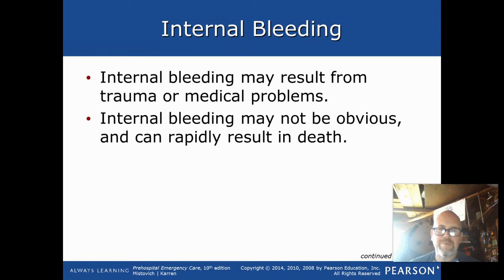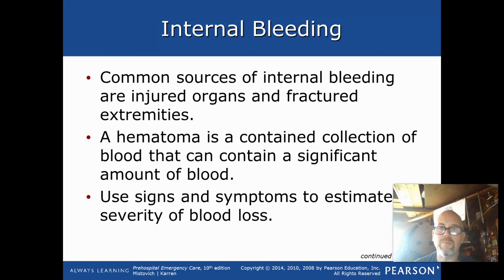So these are the types of things we really have to pay attention to because this happens quick, and we may not have advanced warning or signs and symptoms that really pop out at us. This is where we're looking at those signs of shock, and that's really what's going to help us identify bleeding sometimes. Common sources of internal bleeding are injured organs and fractured extremities. A hematoma is a contained collection of blood that contains a significant amount of blood. So if you've ever seen a hematoma, basically it's a bruise, but it's a lump that's pretty bruised up.